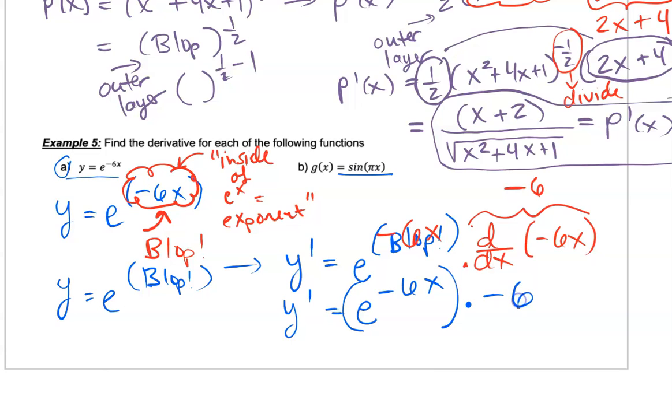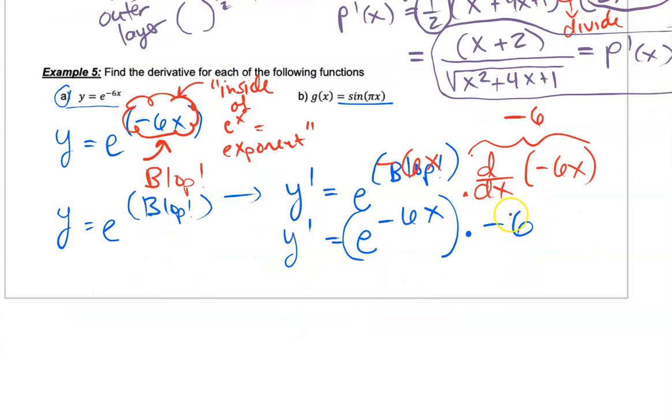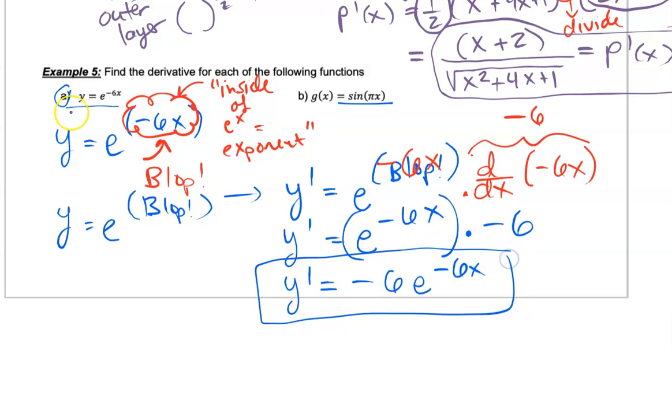which is negative 6. And the way that this looks best, like the way that you'll see it written, is with the coefficient in front. So we would write this as negative 6 times e to the negative 6x. There's my derivative of part A.